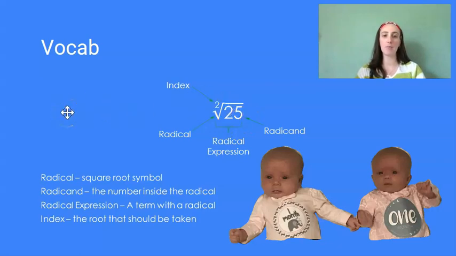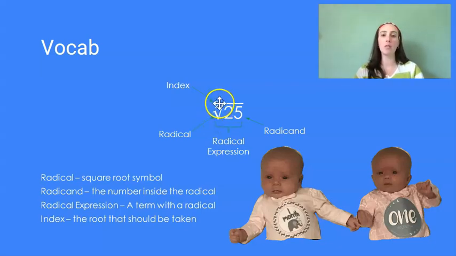The next vocabulary word is radical expression. That's the entire thing altogether, and it is called a radical expression. And last, we have the index. The index is the little number that tells us what root we are taking. So if it's a square root or a cube root, a fourth root, and so on.